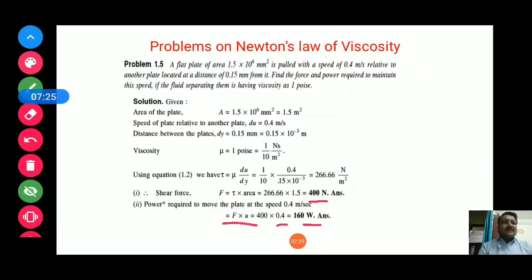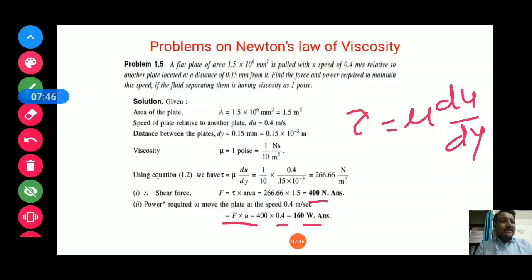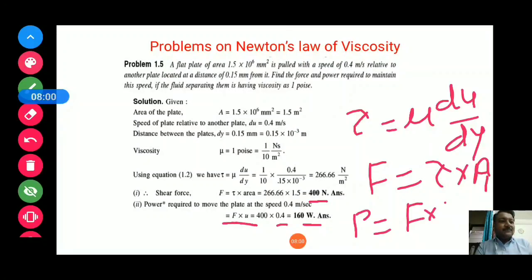Now from this example, you come to know how to use Newton's law of viscosity. In this example, we have used three formulae. The first is tau is equal to mu du by dy. From the tau you can find the force, that is, shear force is equal to tau into area, and power is equal to F into U. So these are the formulae used for solving this example.